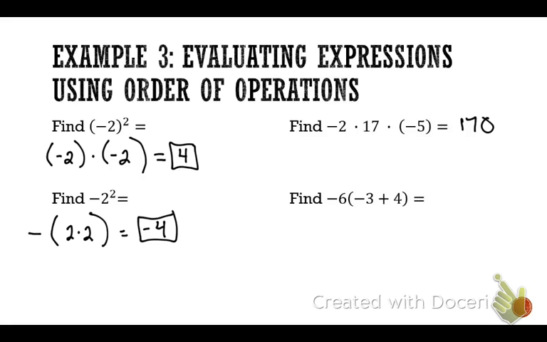Now, is my answer positive or negative? Why are you saying positive? Because there's 2 negatives. Now, there were 3 numbers, but how many negatives were there? 2, okay? So it's not how many numbers there are, it's how many negatives there are.